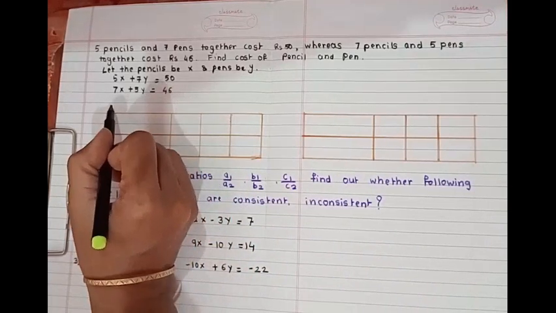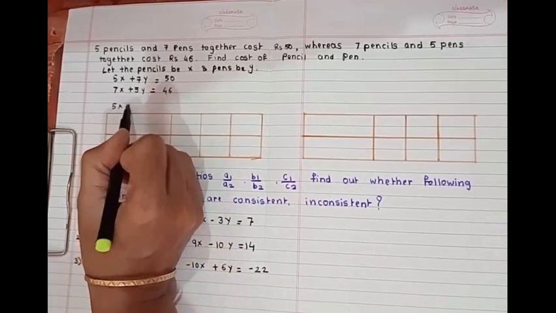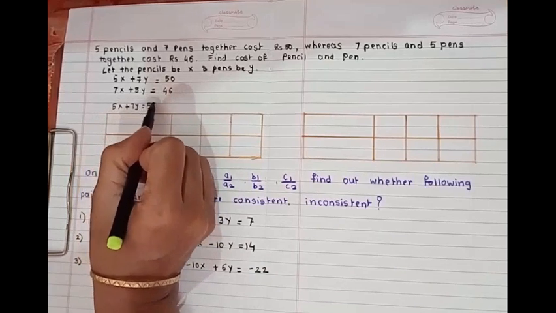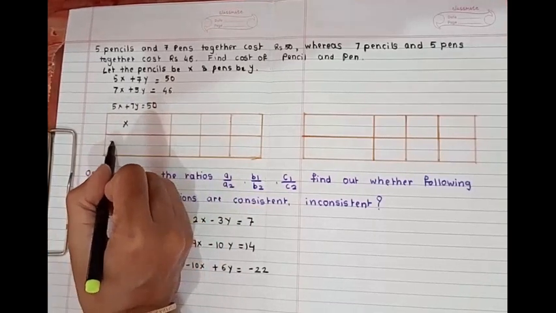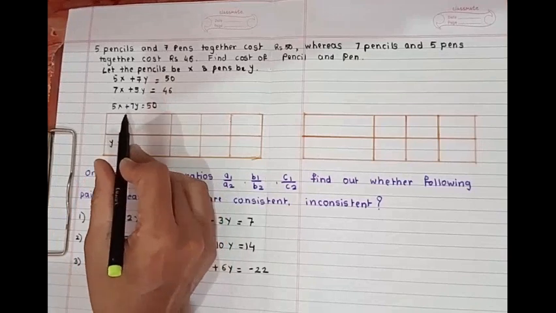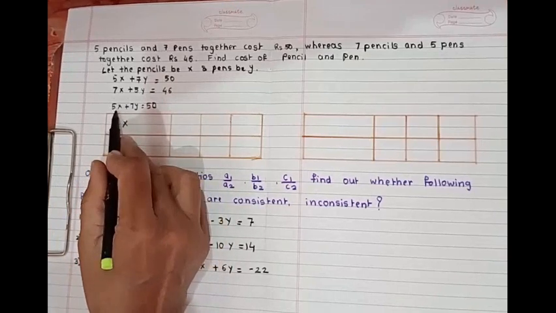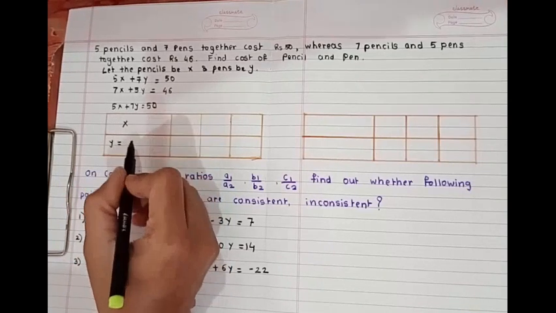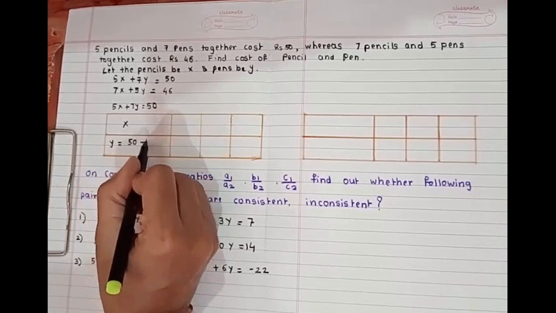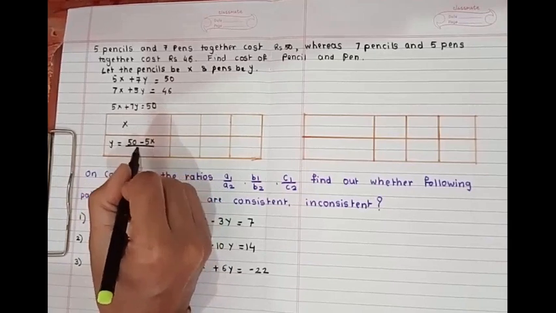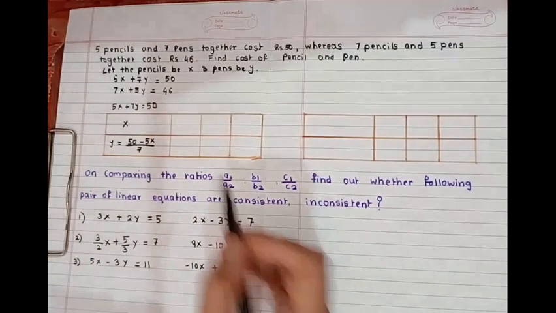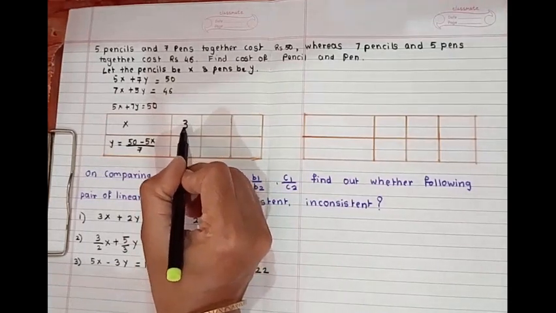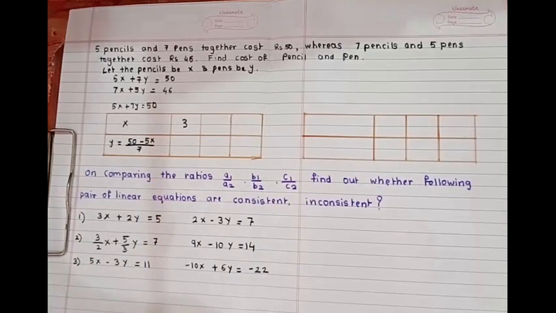So our first equation is 5x plus 7y is equal to 50. If I put a value of x, then my y will be 50 minus 5x divided by 7. So I can put the values. If I put the value of x as 3, see how you have to find out.